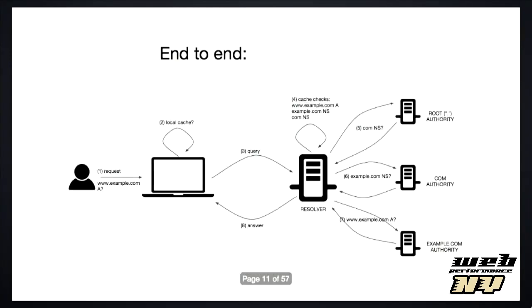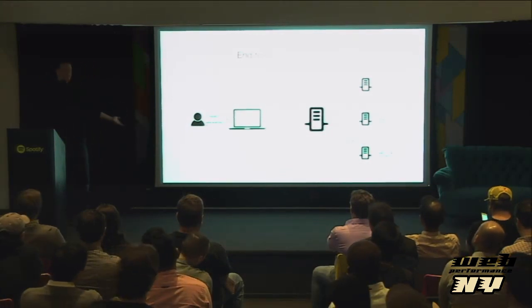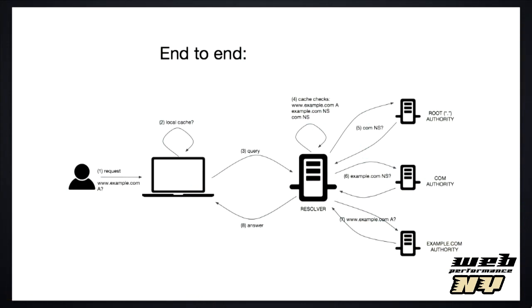So that's a few different players in the DNS lookup ecosystem, and let's look end-to-end at this DNS lookup process. This is really just recapping everything we just talked about. So if I'm a user and I want to go to www.example.com, and I need the A record for that because I've got to have an IP address to connect to and request a web page from.